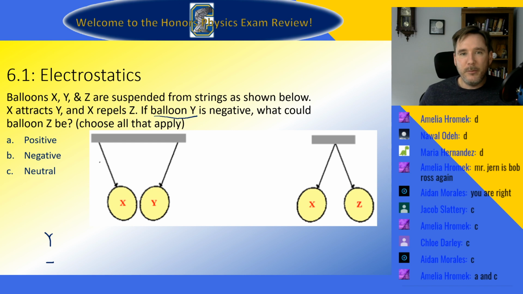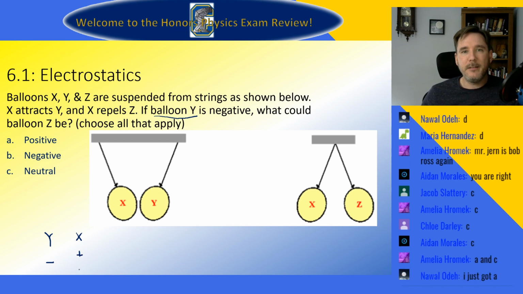And it wants to know what balloon Z is going to be, but balloon Y does not interact with balloon Z. So we have to figure out what Y interacts with. It interacts with X, and it attracts. So if Y is negative and it attracts X, then X has to be positive or neutral. You just got A. All right, let's find out.